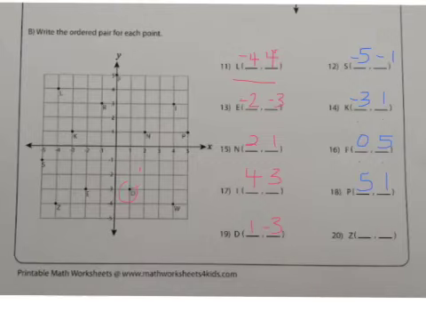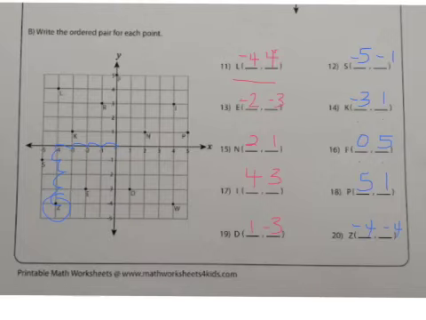And lastly, Z. Z is over here on the left in quadrant 3. So start in your origin and count. 1, 2, 3, 4. Left 4. And then down 1, 2, 3, 4. Down 4. Down is negative.